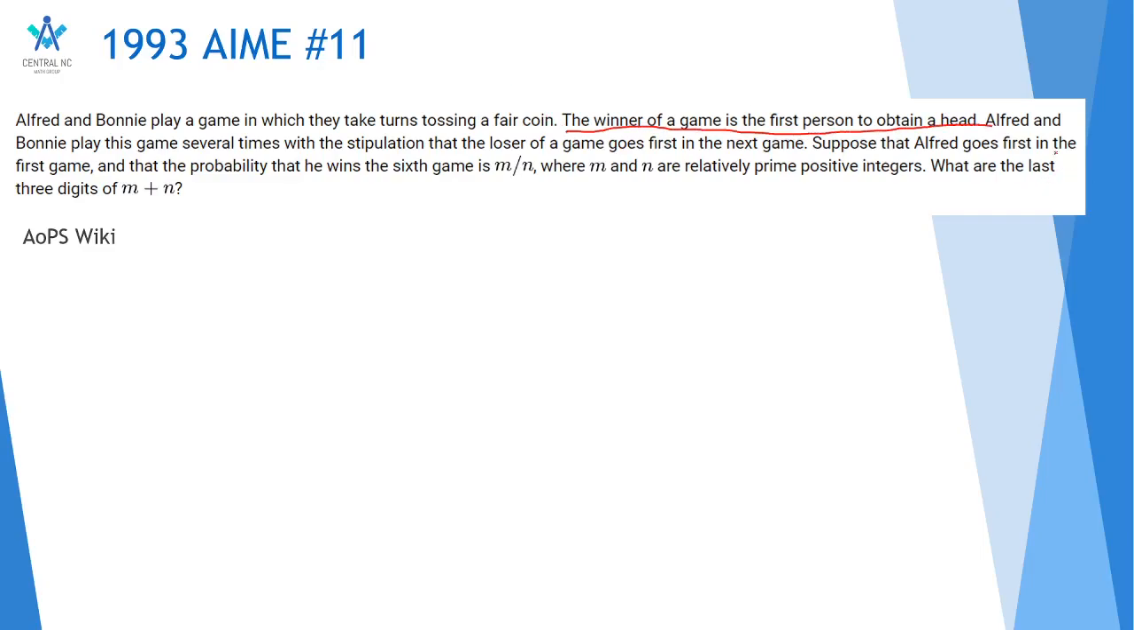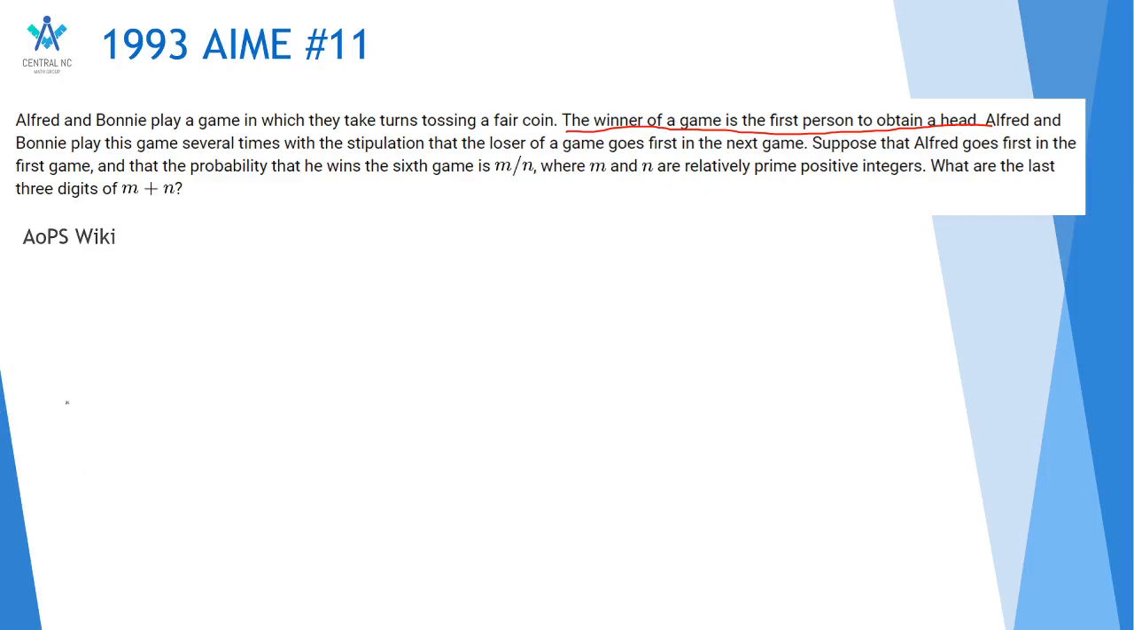And so Alfred and Bonnie play this game several times with the stipulation that the loser of a game goes first in the next game. Suppose that Alfred goes first in the first game, and the probability that he wins the sixth game is m over n, where m and n are relatively prime positive integers. What are the last 3 digits of m plus n?